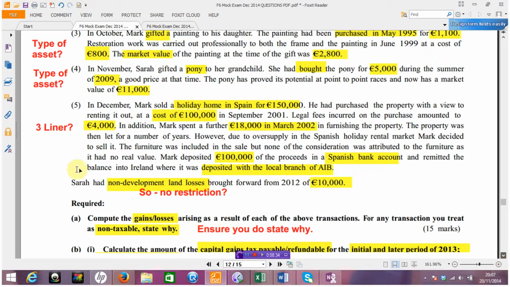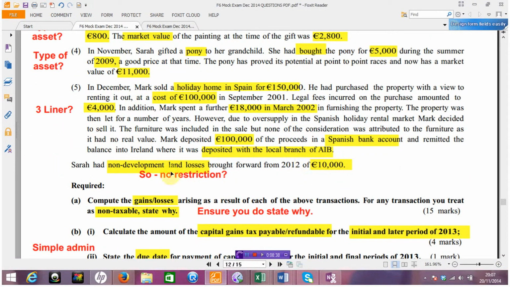The next point here is in relation to some losses, and they pull a little stunt here in relation to their terminology. They talk about non-development land, and that may throw some students off, but if we read it slowly, we can see that if it's non-development land losses, then it's normal losses, and that must mean that this 10,000 can be used in really any way that we want, because it's not relevant to development land, so there's really no restriction at all. Okay, so that's the body of the question.